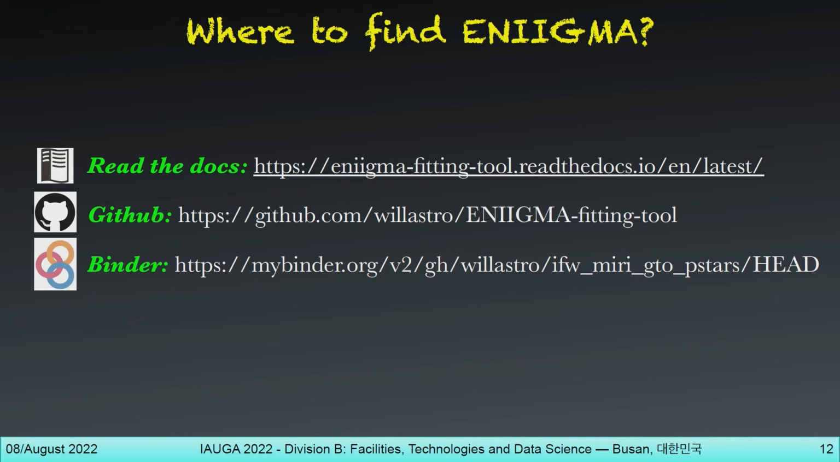If you want to use ENIGMA, you can find more information on Read the Docs, so you can go to the online documentation there. You can also download the code from GitHub. That's also a possibility. And if you don't want to download the code but just try it, you can also run it directly from the cloud using this link. This is actually a product of a workshop I gave recently for the MIRI-GTO ProtoStars programs in Leiden, but the files are available for everyone.